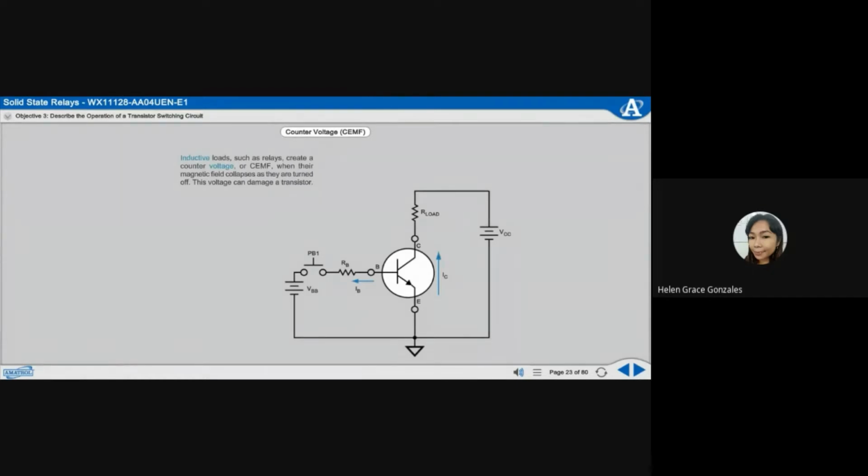Inductive loads, such as relays, create a countervoltage or CEMF when their magnetic field collapses as they are turned off. This voltage can damage a transistor. When a transistor switching circuit must control an inductive device, a diode is placed in parallel with the load to protect the transistor from the CEMF.